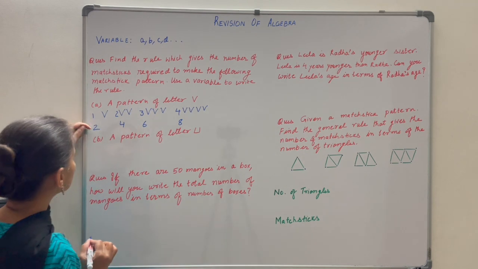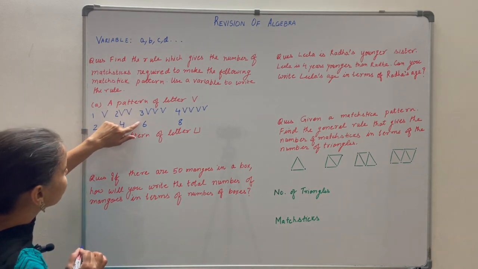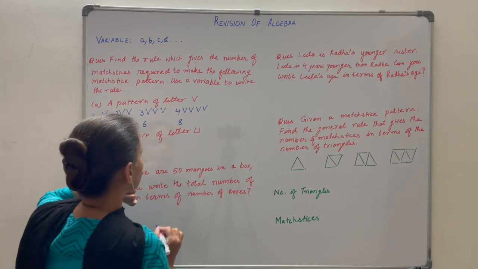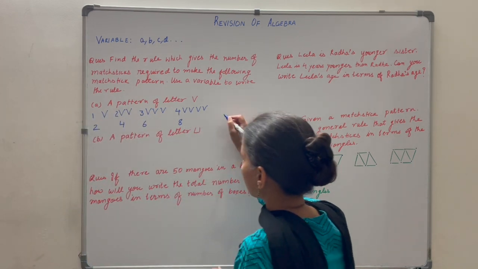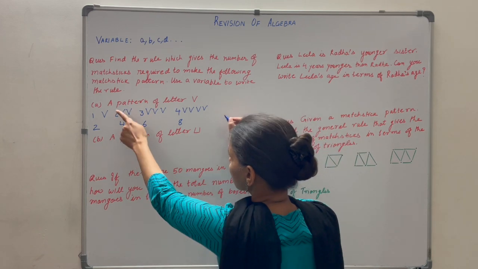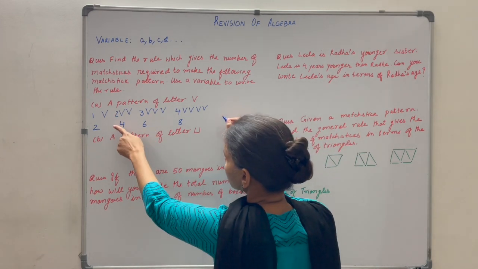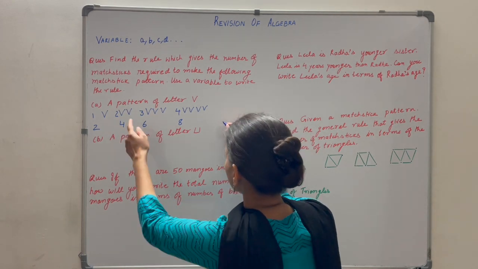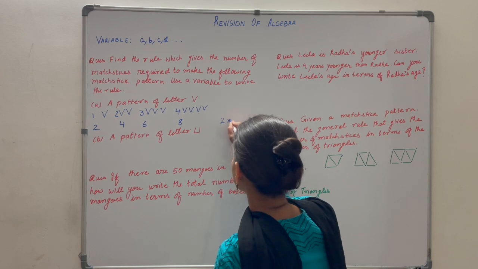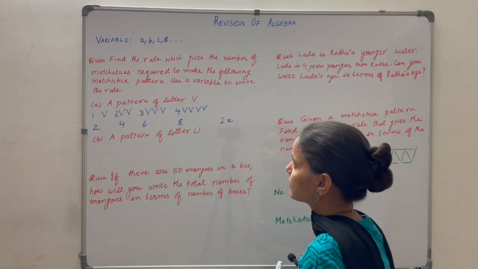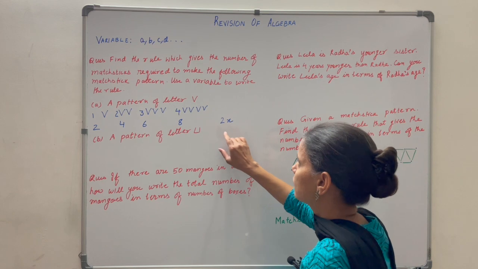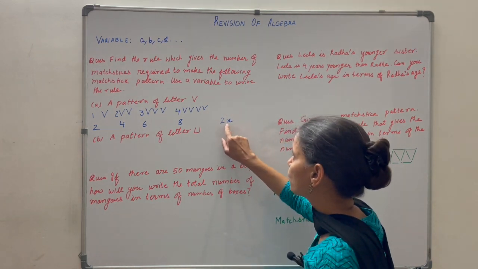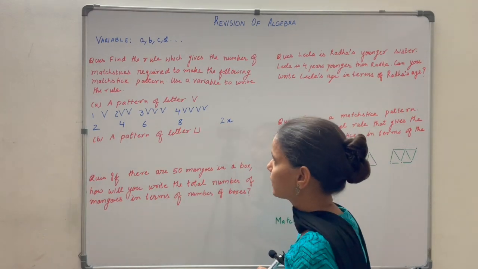So you see, this is double of this. The number of matchsticks is double the number of V's. So what is the rule? If X is the number of V's, then the number of matchsticks required is twice the number of V's. So it is 2X, where X is the number of V's. So if it is 5 V's, then the number of matchsticks is 2 into 5, that is 10.